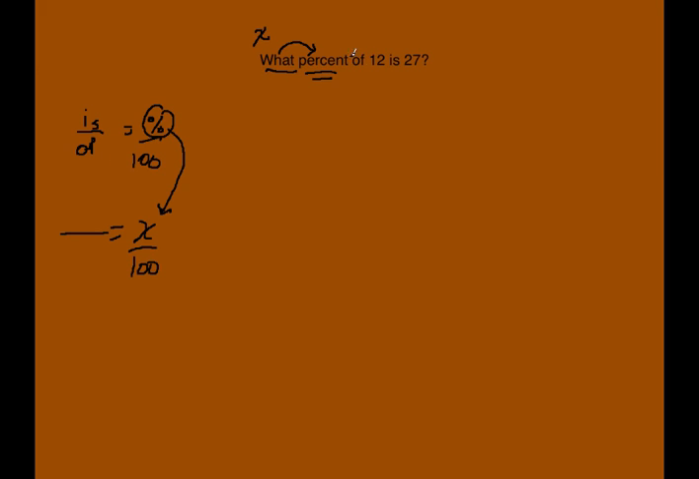Now is and of, so let's keep reading from left to right. So of 12, so the of is 12, is 27. So the is 27. Now, what do we do from now? We cross multiply. This times this and this times this. So 27 times 100 equals 12 times x.